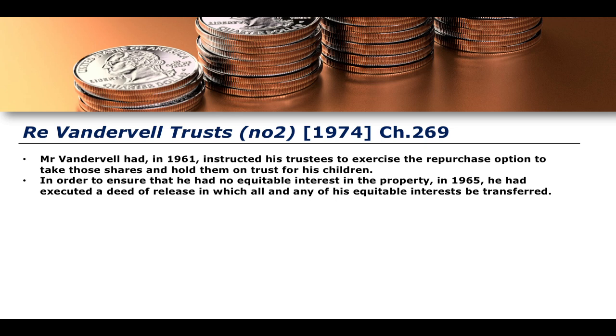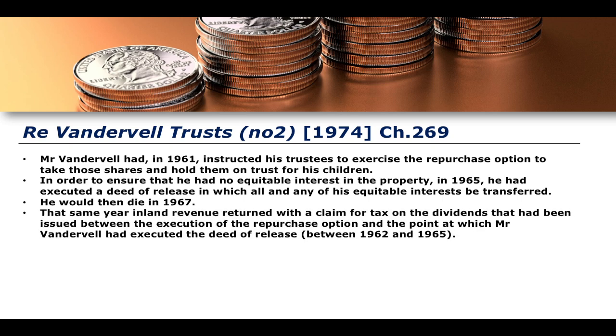In order to ensure that he had no equitable interest in the property, to make sure completely that he would not have to pay tax or he would not be liable in tax, and so that there was no equitable interest that he would retain in that property, in 1965, he had executed a deed of release in which all and any of his equitable interests be transferred. So he tried to basically just rid himself of any interest completely in 1965. He would then die in 1967. Rest in peace, Mr. Vandervell.